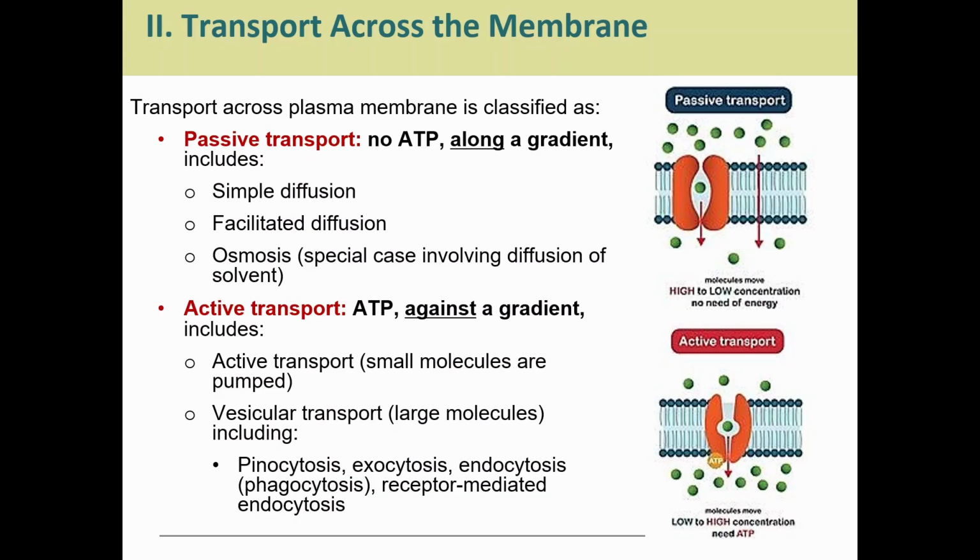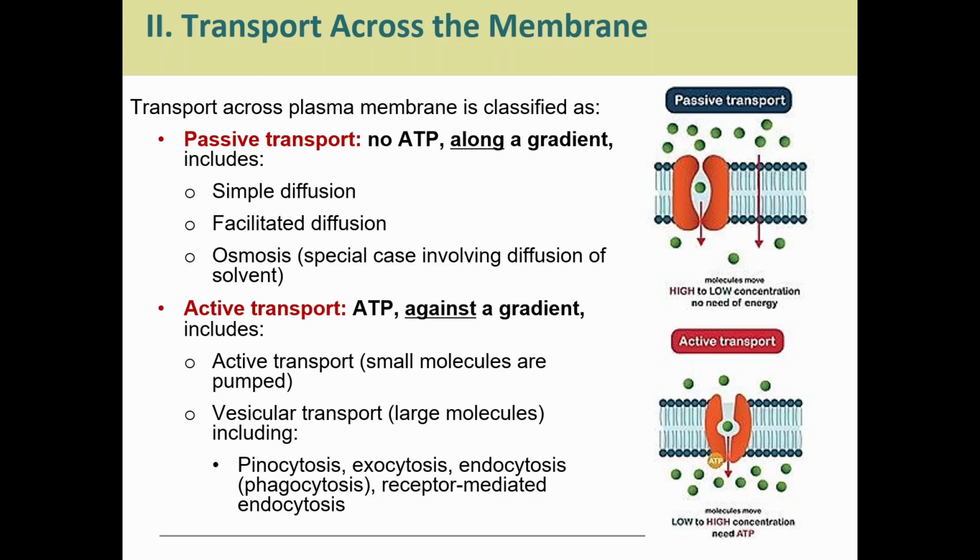But we can also go against the current, right? So we have active transport. This does use energy, so we do need ATP, and we're going against the gradient. So rather than go from a high to low, we're going from low to high. And so we're not going to achieve equilibrium here. In fact, we're trying to prevent equilibrium with active transport.